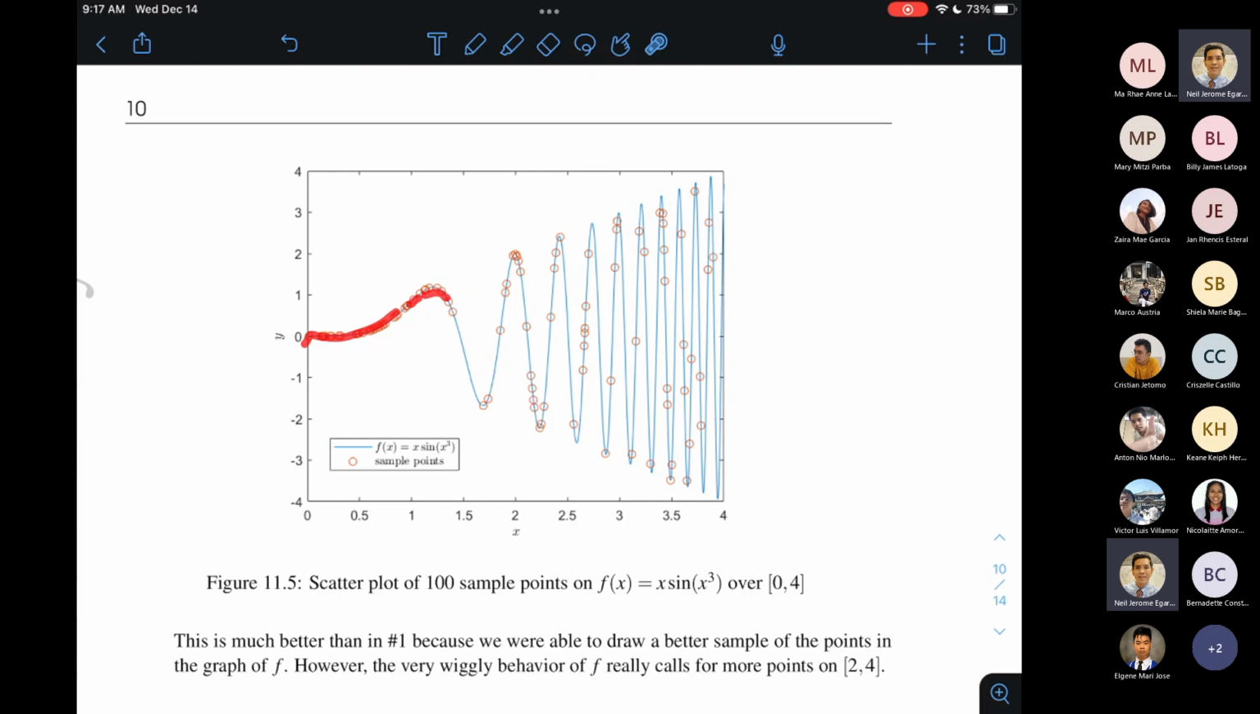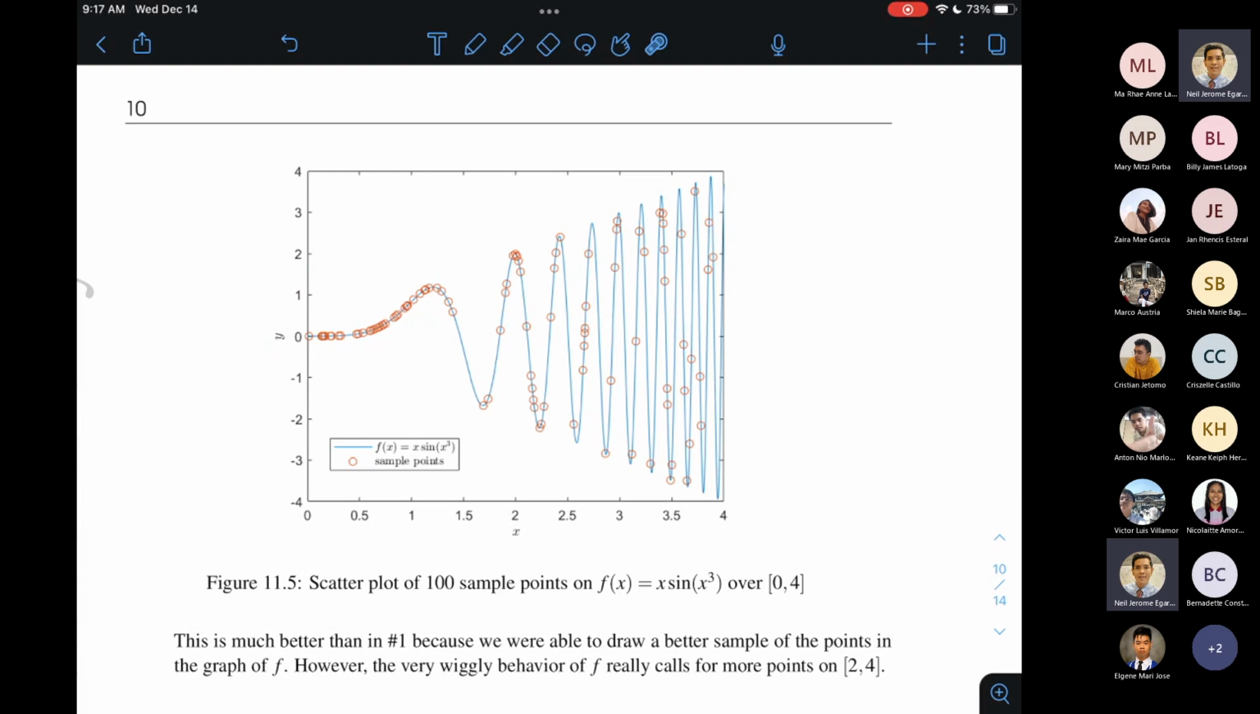So this is a pretty behaved part of the graph wherein I could afford not to give too much points at this particular interval. So baka yung konti na lang ang i-draw ko na points dito sa interval na to, tapos dito ako pumili ng mas maraming points. Yun yung parang adjustment na gagawin ko.